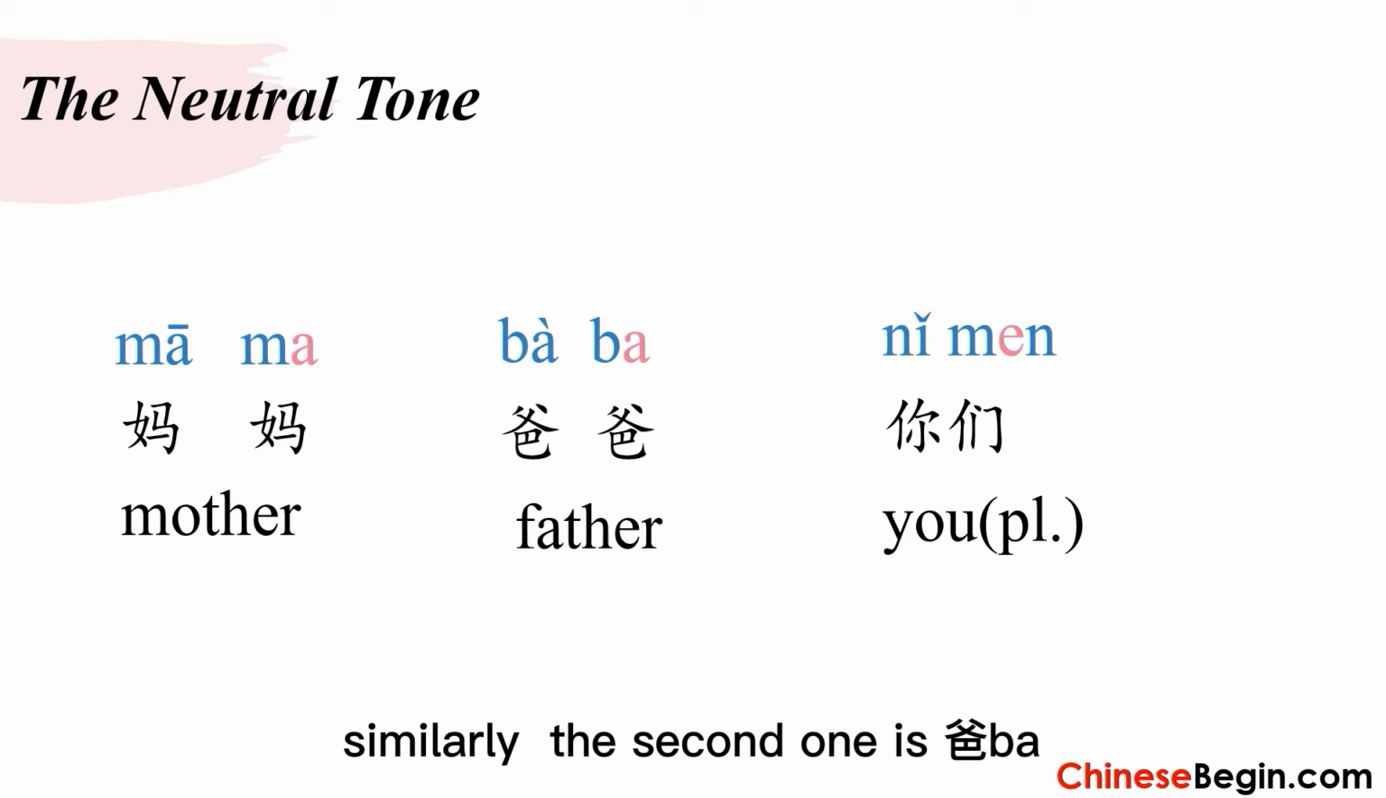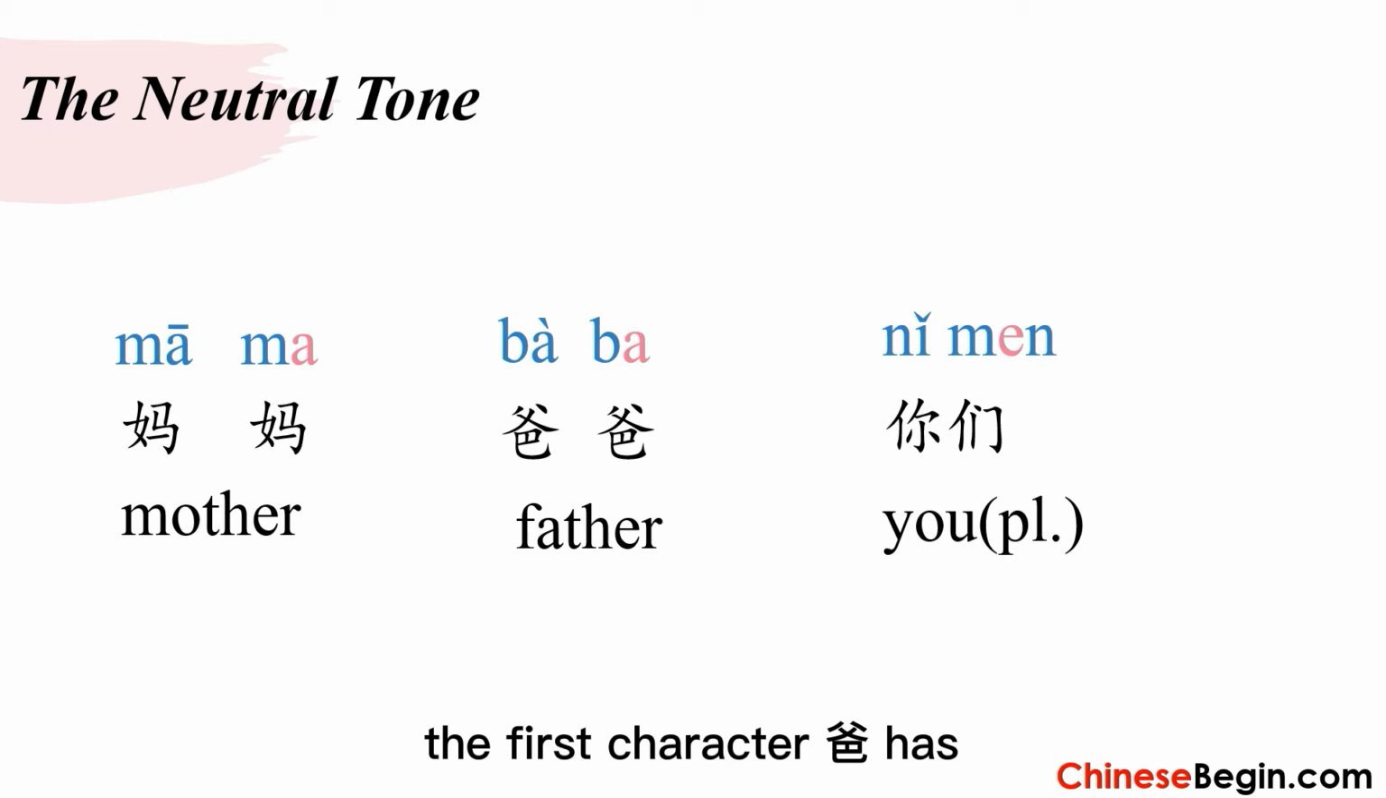Similarly, the second word is baba. Baba means father in English. The first character ba has the fourth tone, and the second has no tone mark. So the second ba should also be pronounced lighter and shorter than the first one. These two characters together are pronounced as baba.